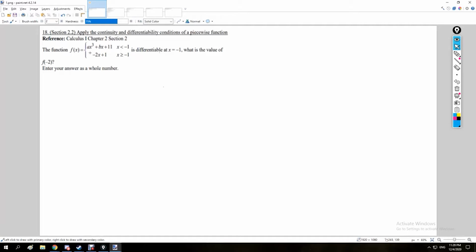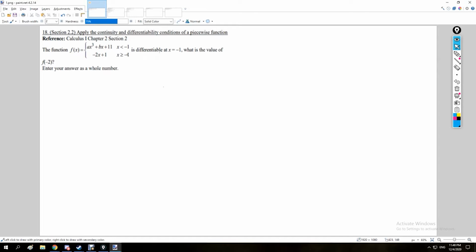Alright, hi guys. In this video I'm going to be covering chapter 2, grid questions 18 to 22. We're given a function f of x where the first part has two unknowns, a and b, that we're going to need to find. This function is differentiable at x equals minus 1. What is the value of f of minus 2?